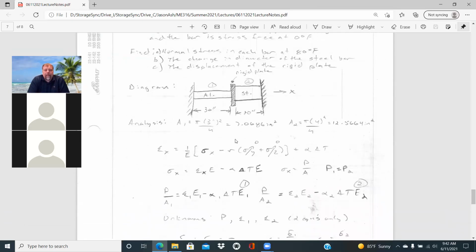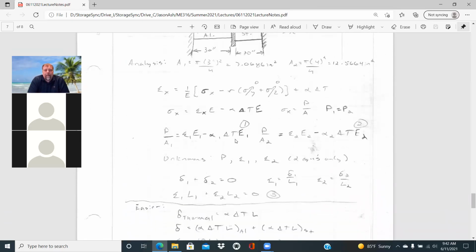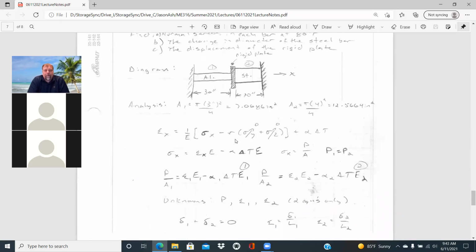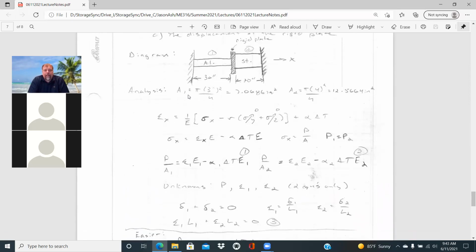And so this gets to be a little complicated. I gave you a couple different solution processes for this to look at. But the first thing you really need to know is what the cross-sectional area of each one is, pi d squared over 4. So we can solve those out and have the areas. I guess there's two different ways to tackle this. One is with 3D Hooke's law, and looking at the strain in the x direction, which is equal to 1 over E times sigma x minus nu times sigma y plus sigma z, plus alpha delta T.